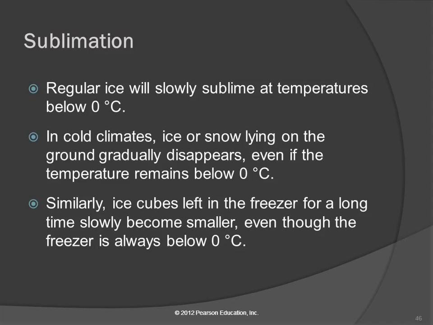Regular ice, solid water, also sublimes. It does so much more slowly, but it does this in your freezer. And in Minnesota, where I grew up, the snow sublimes. So maybe it snowed and the temperature doesn't get above 0 degrees Celsius. I mean, they sometimes go for weeks and weeks on end without the temperature getting above 32 degrees Fahrenheit. And the snow gradually disappears. The snowbanks get a little bit smaller and a little bit smaller. It's like, who's stealing the snow? Nobody's going around and stealing snow.